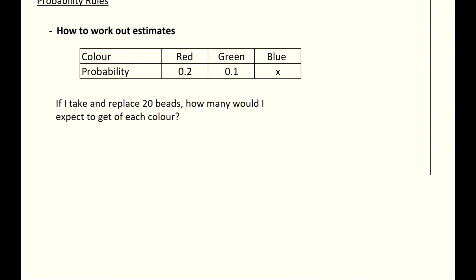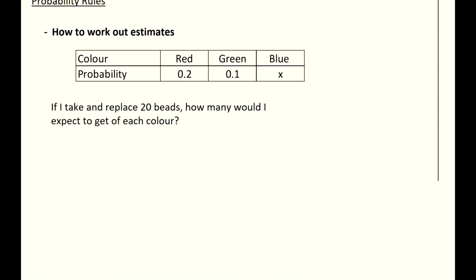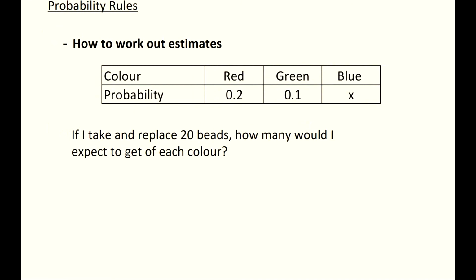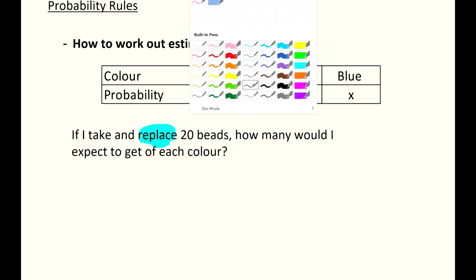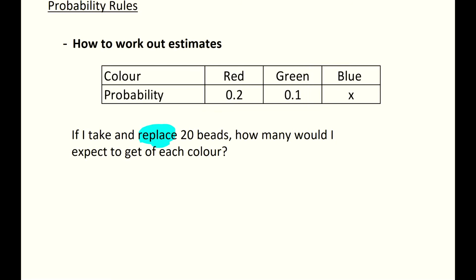Next, we can work out estimates. So here, I've got the question, if I take and replace 20 beads, how many would I expect to get of each colour? Keyword here is replace. Because of putting the bead back in the bag, that means whenever we take a bead out, these numbers aren't going to change. All you need to do for these type of questions is just work out the total number of beads you are taking and then times it by the probability of each colour.